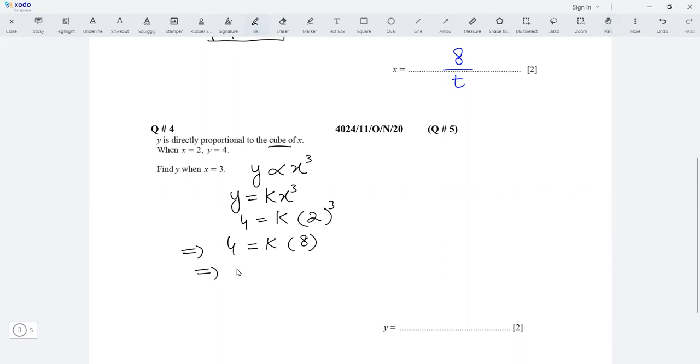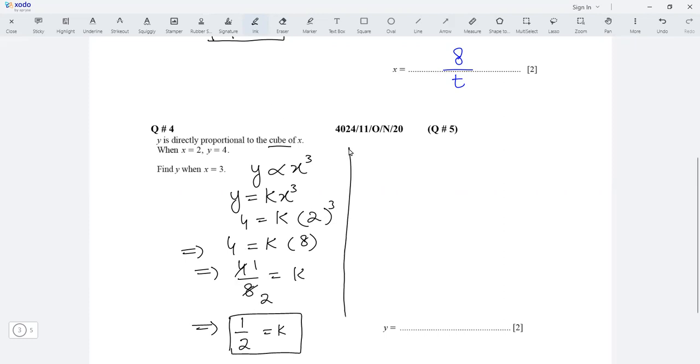So 8 and k are multiplied, so 8 will be divided. 4 divided by 8: 4 goes 1 time, and 4 goes 2 times into 8. 1 over 2 cannot be written as 2. If you do that, it will be wrong and you will lose your marks. So 1 over 2 equals k is the answer for k. Replacing this value into the equation, it becomes y equals 1 over 2 x raised to the power of 3.